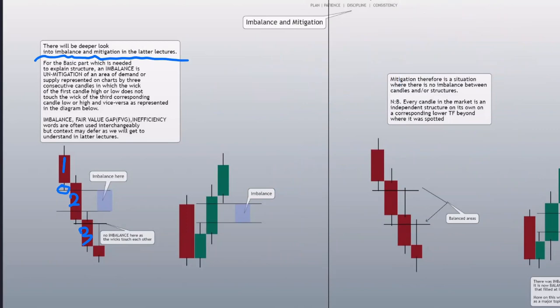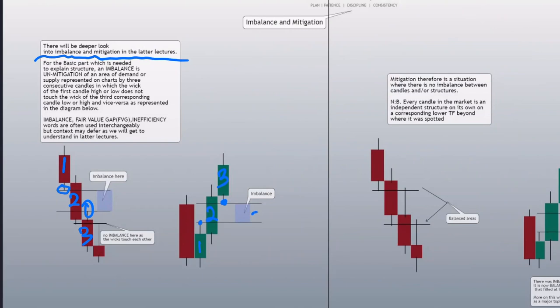Okay, so that is candle one, candle two, and candle three. The low of candle one does not touch the high of candle three. So we say there exists an imbalance therein. Same thing here. We have candle one, candle two, and candle three. The high of candle one does not touch the low of candle three. Therefore, we say there exists an imbalance right in there.